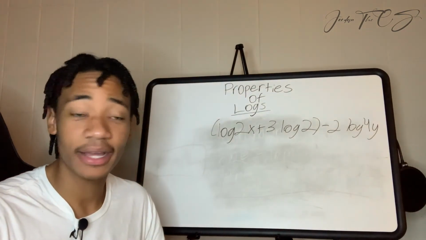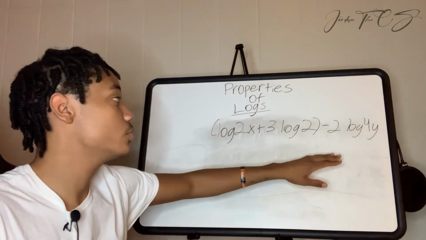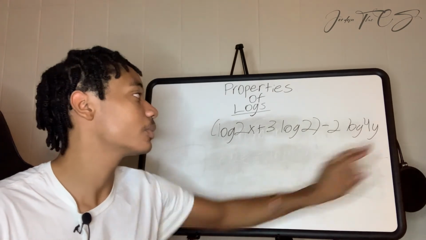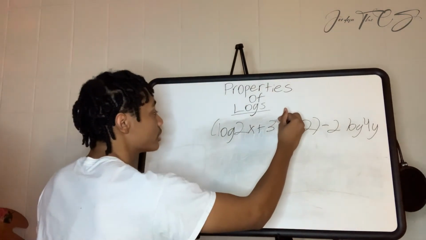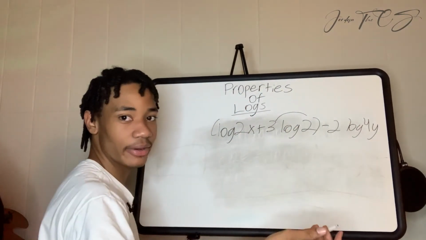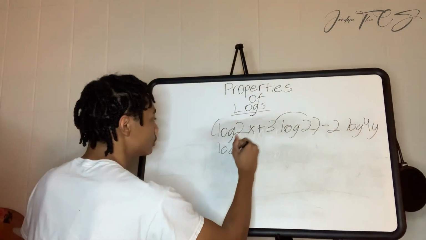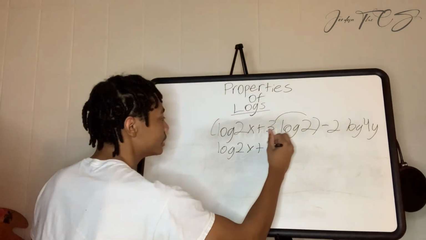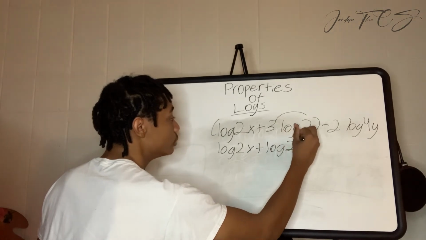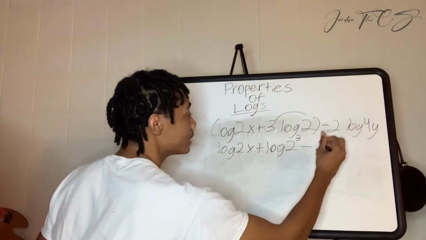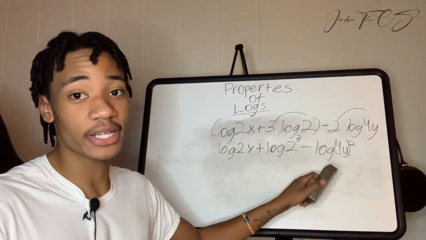Okay, so right here I have log of 2x plus 3 log of 2 minus 2 log 4y. I'm going to condense this one, guys. So remember, in order to reverse, this goes back up here because that's how it got there. It's because it was an exponent. So we're going to do log 2 of x plus log 2 cubed minus, oh, and this is also going to go up to the exponent. So it's going to be log 4y squared.